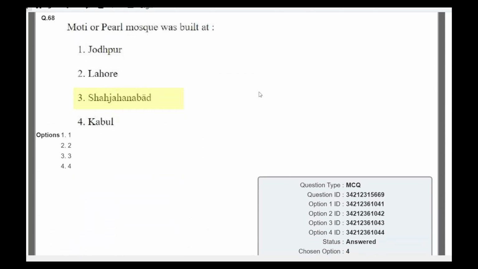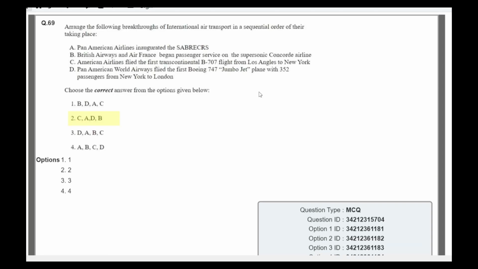Question number 18. Moti or Pearl Mosque was built at Shahjahanabad. Again, this question was from 2023. It's about the chronological arrangement of international air transport breakthroughs. American Airlines flew the first transcontinental B-707 flight from Los Angeles to New York. That was the first incident out of these four. After that, Pan American Airlines inaugurated the Sabre CRS, and after that the Pan American World Boeing 747 jumbo jet was launched and flew 352 passengers from New York to London.